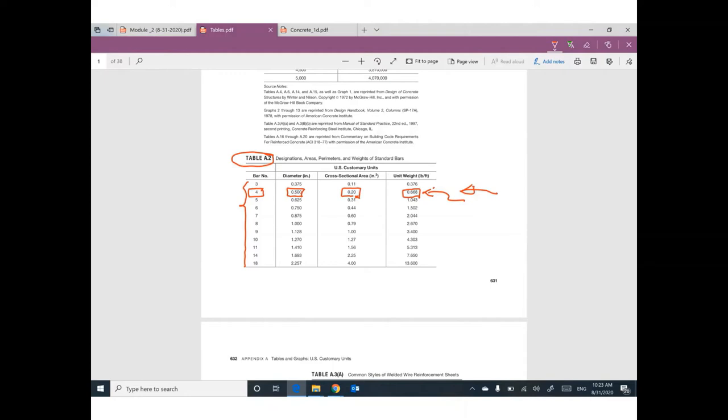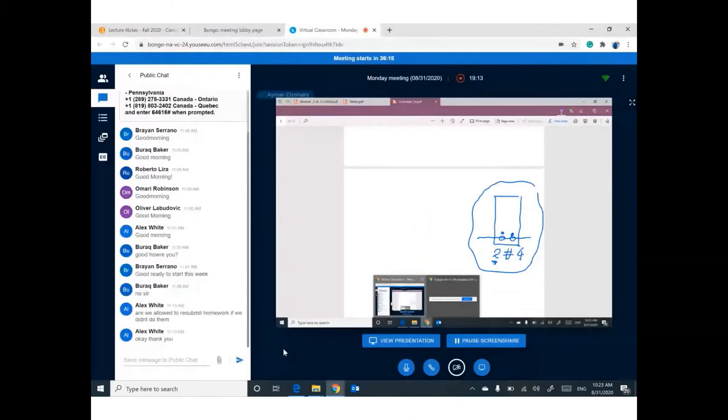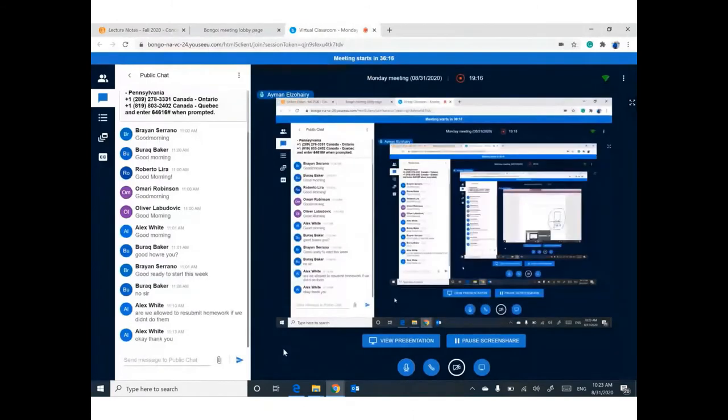So my concern right now is, if I give you the number of the bar, what is the size of this bar: number four, number five, number six, number seven, I can figure out what the diameter is and what the cross-section area is. So this table is very important, very important. Okay, so how many bars? Two. Here is the cross section. Any question so far? We are learning basics right now.